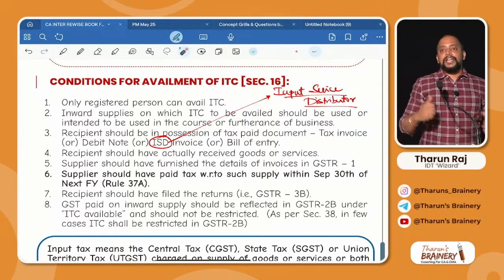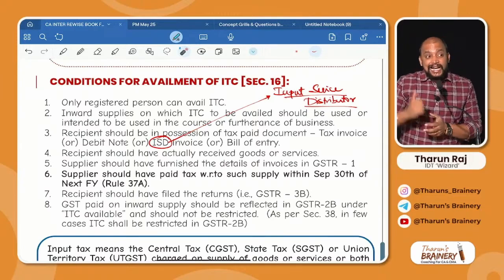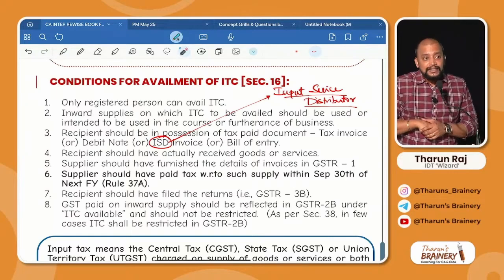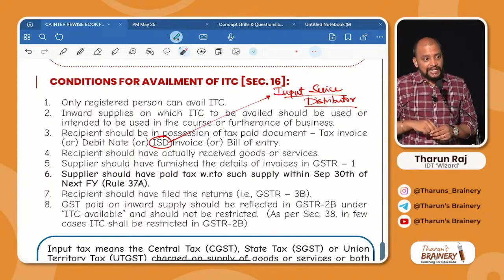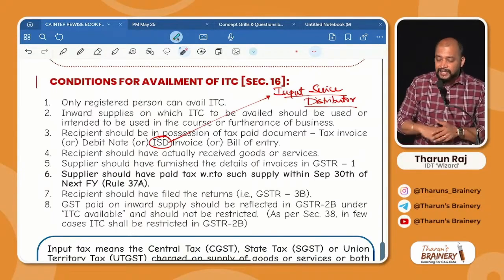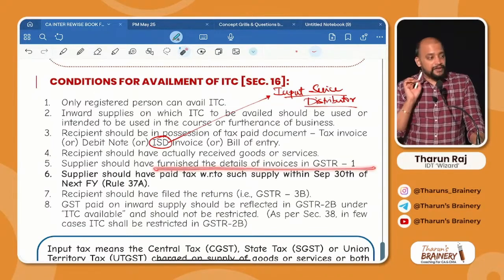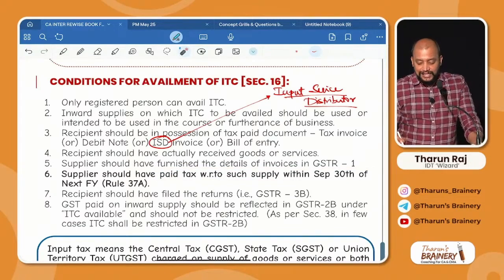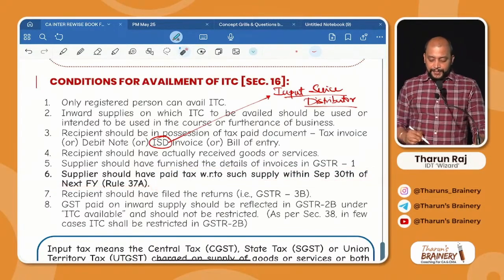Then 3 conditions by supplier. Already you know that. You tell me what the supplier should do. Should file the GSTR 1 and report the details. Correct or not? Then he should file 3B, means he should pay the tax. By when should he pay the tax? September 30th of next financial year. Otherwise we will reverse the ITC. Correct? So say this: the supplier should have furnished the details of the invoice in GSTR 1. The supplier should have paid tax with respect to such supply within September 30th of next financial year.